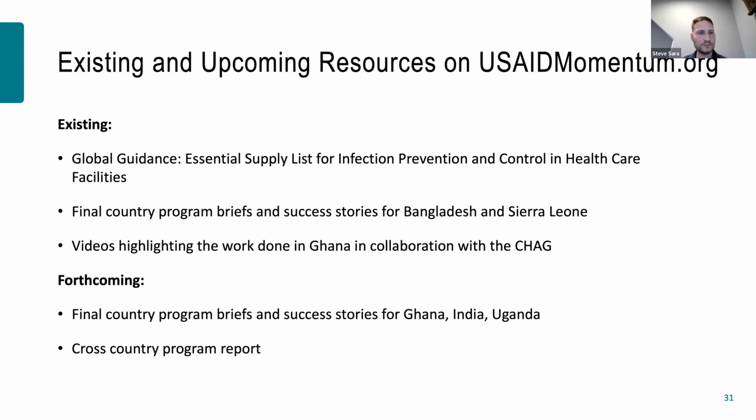Next slide. We have a lot of existing and upcoming resources related to this 5-country work plan on our website. So some of the existing resources are the essential supply list that we've already published, and two of the country program resources for Bangladesh and Sierra Leone. They're already on the website, along with the videos that we've produced from our work in Ghana.